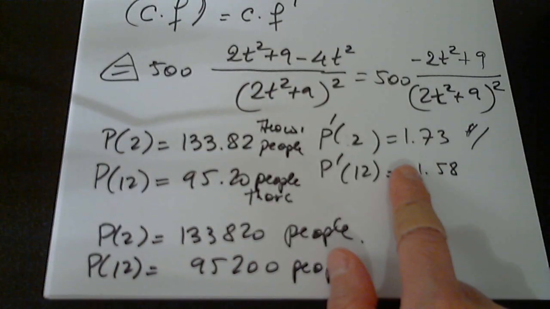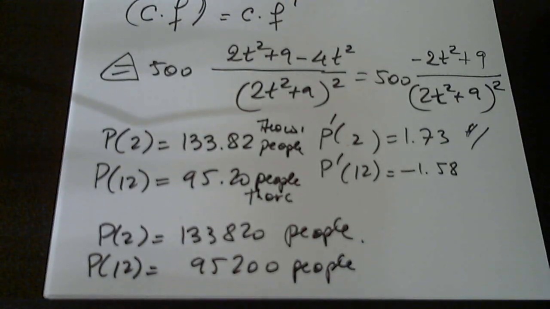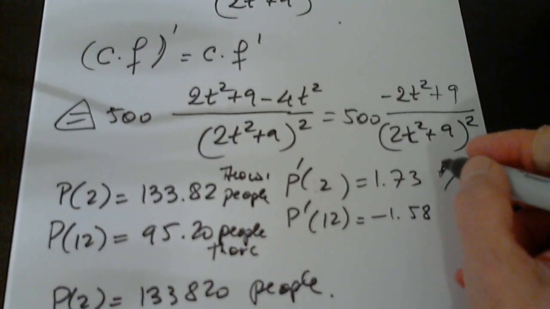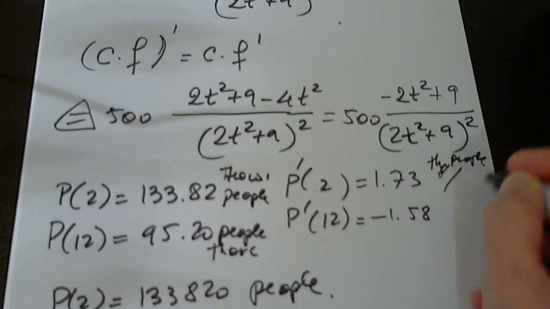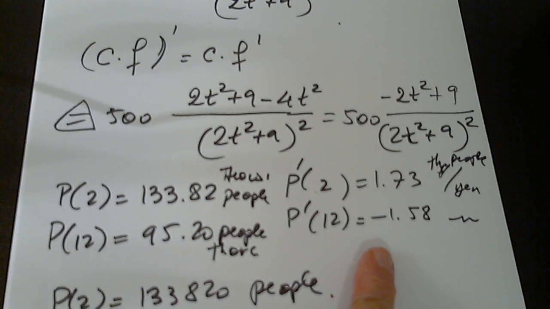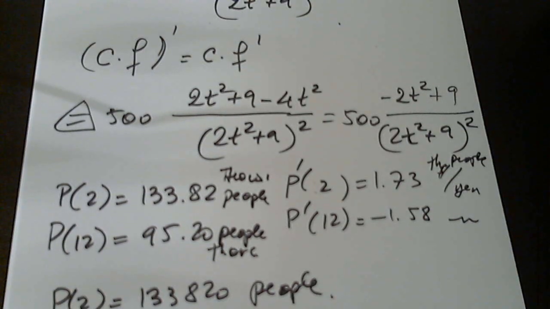The rate of change at 2 is a positive number. Number of people per year in thousands. So thousands of people per year. The same thing here, the same measurement unit. So this is decreasing and this is increasing. Any questions?